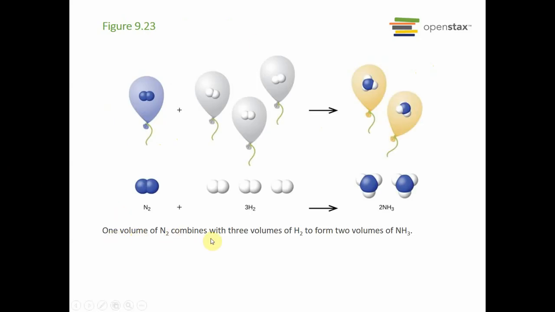One volume of N2 combines with 3 volumes of H2 to form 2 volumes of ammonia. This is how we suspected that the atomic theory was correct, because of these volumes in chemical reactions that occurred.